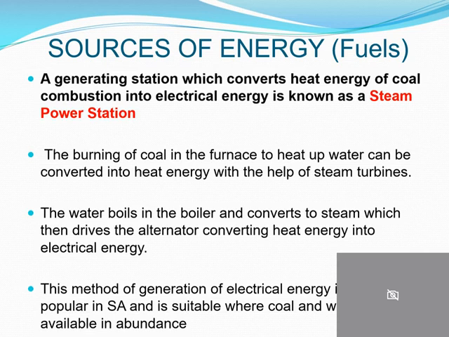So the water boils in the boiler, converts to steam, which then drives the alternator, converting the heat energy of that coal into electrical energy. But if you see, there are actually three different steps. It was your heat, which was heating the water, then the water changed and became steam, and that steam was still heat, ne? So that steam was then the one that drives the alternator and converts to electrical.